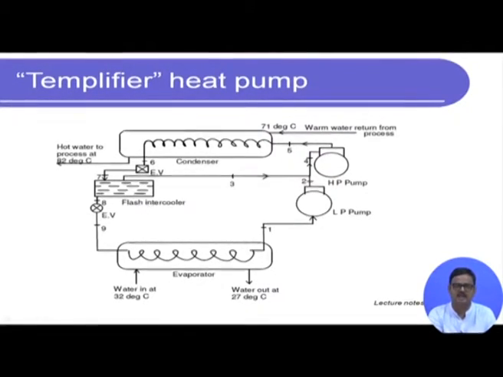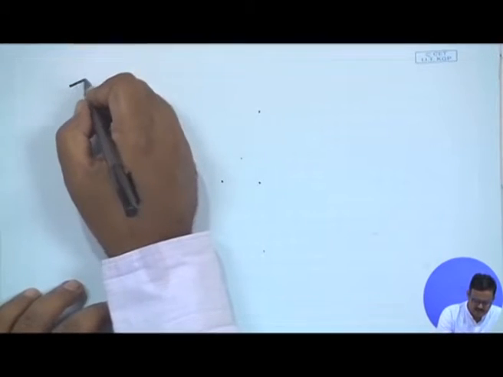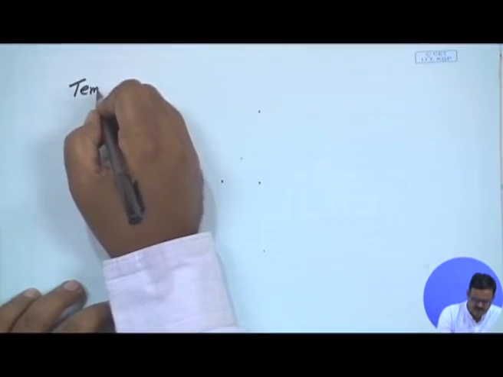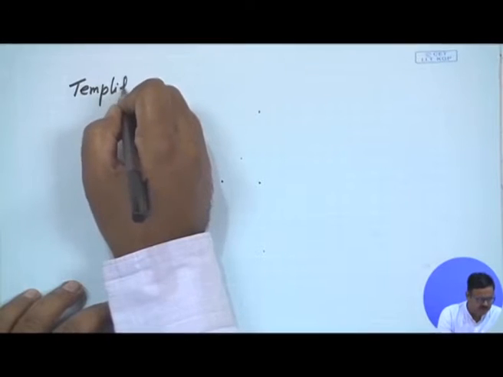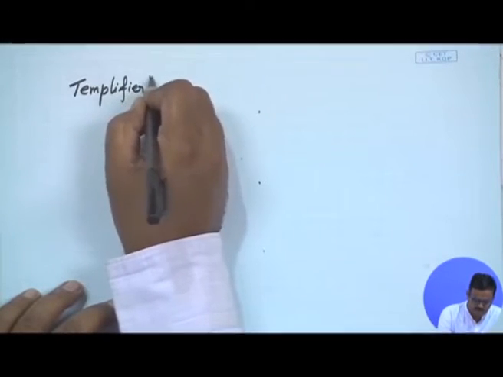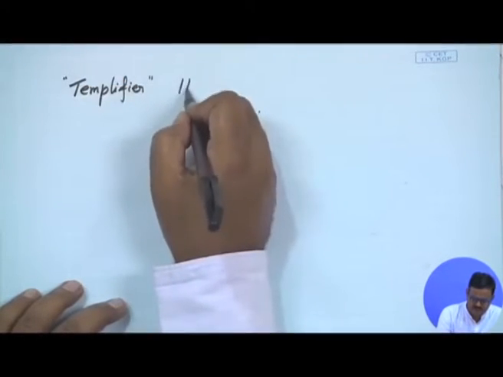So, let us look at this cycle a little more carefully and using our knowledge try to draw a pH diagram or a TS diagram. Okay. So, let me first write down here what we are going to analyze is the Templifier heat pump.